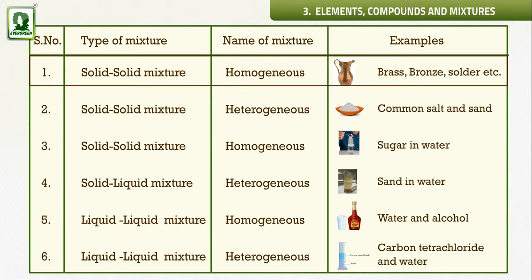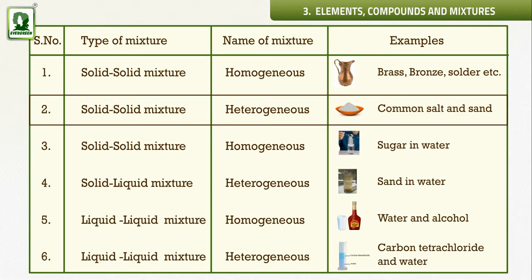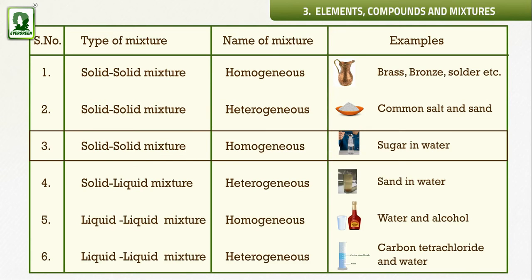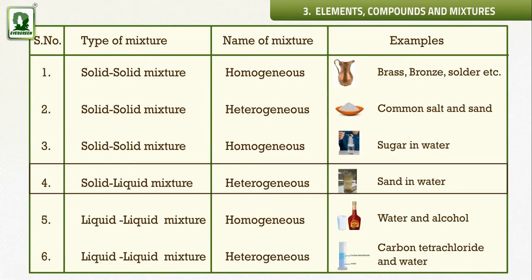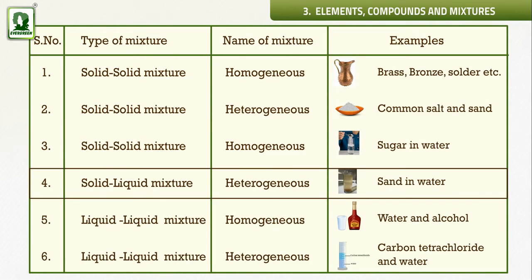Homogeneous solid. A solid mixture can be an alloy like brass, bronze, or solder, etc. Heterogeneous solid. A solid mixture can be a mixture of common salt and sand. An example of a homogeneous solid-liquid mixture is sugar in water. An example of a heterogeneous solid-liquid mixture is sand in water.